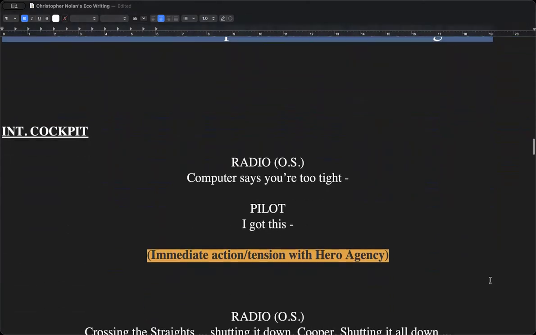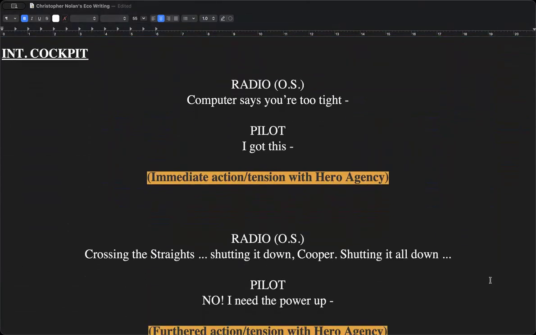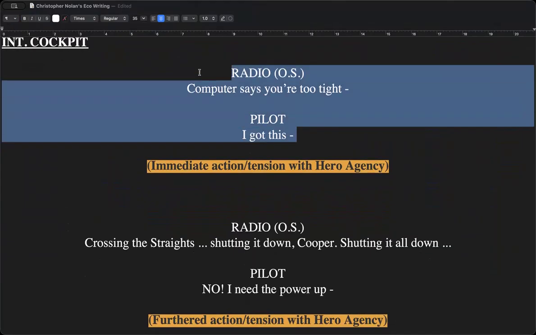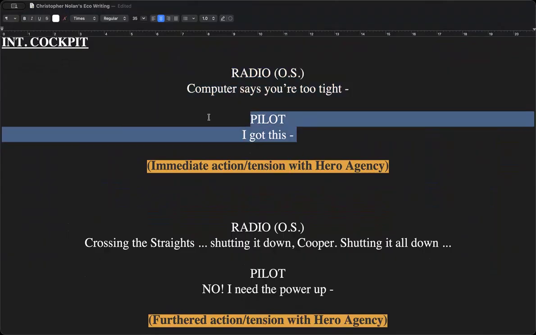If we look at the dialogue, again, same thing, interior cockpit. This is the dialogue of the scene. We have this interaction. Computer says you're too tight. Pilot, which of course is Cooper, says, I got this.